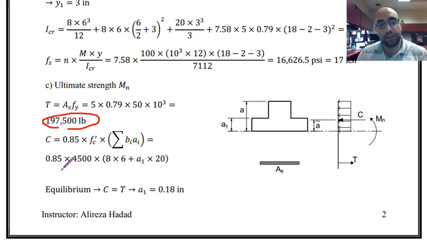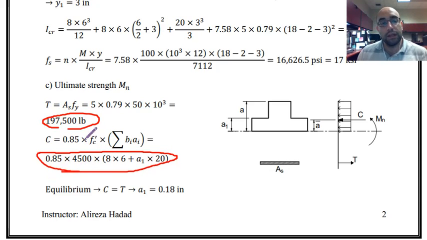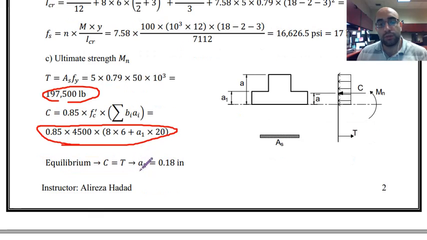This force is equal to this force. As you can see, the only unknown is A1, and once we solve it, A1 will be 0.18 inches. As you can see, the compression block is just extended a little bit below this top rectangle. If, for example, the steel was a bit lower than what we have in the section, we wouldn't see the situation like this. The compression block would be just in the top rectangle, and it wouldn't be extended to the lower portion of the section.